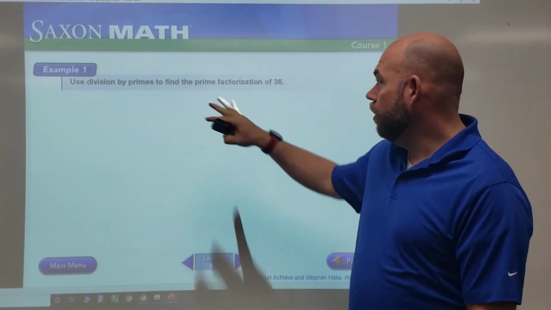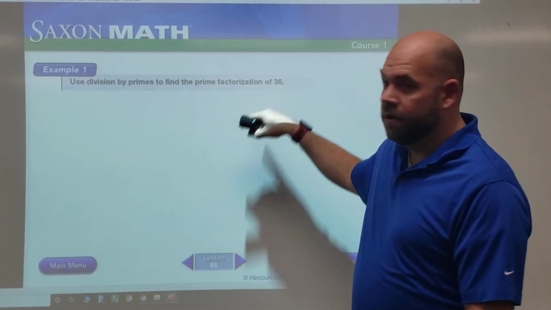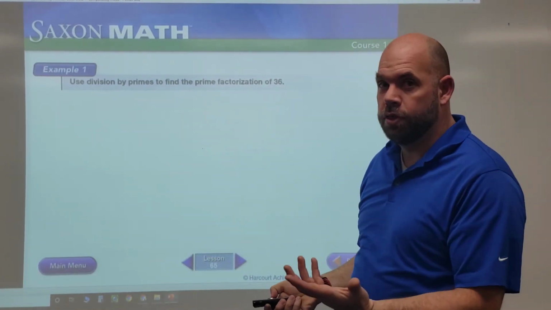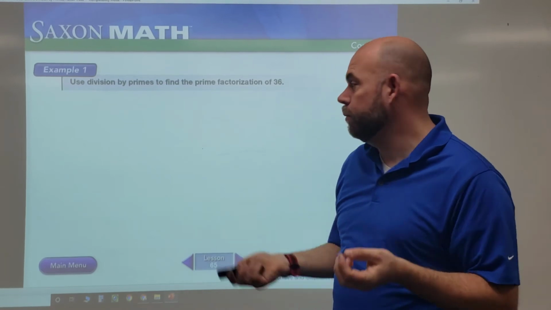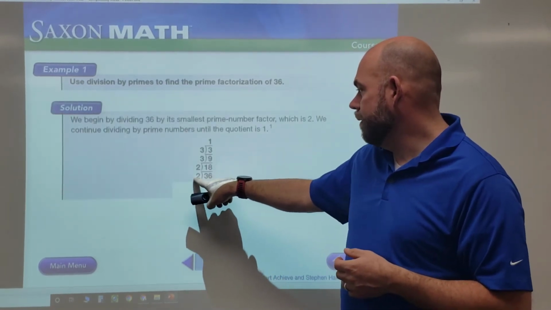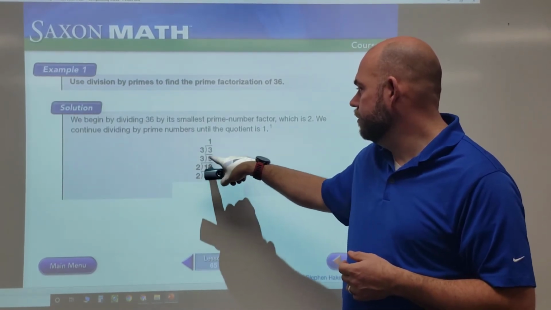All right, so let's use division by primes to find 36. So we're going to start with 36. Is that an even number? Yep, so we're going to divide by 2. 36 divided by 2 is 18. 18 divided by 2 is 9.